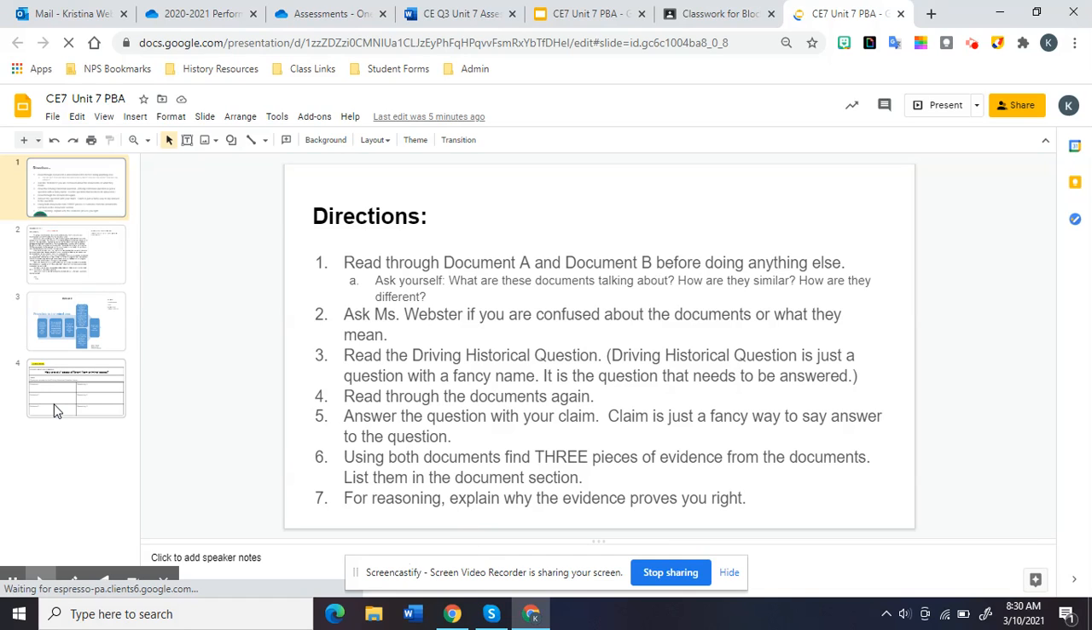Then scroll down to slide 4 and read the driving historical question. Remember, driving historical question is just a question with a fancy name. It is the question that needs to be answered. So go back and read through the documents again. Answer the question with your claim. Claim is just a fancy way to say answer to the question.